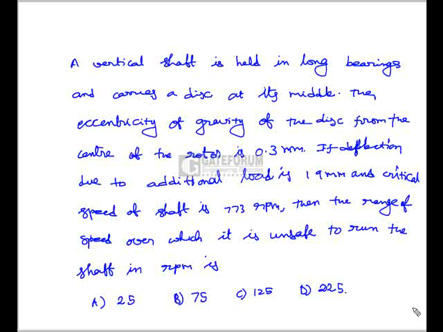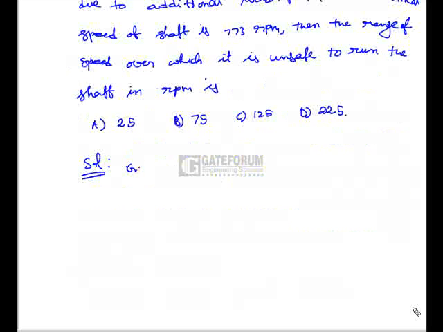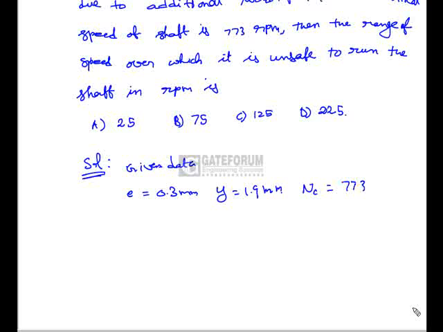Options are 25, 75, 125 and 225 rpm. So first write down here the given data, that is eccentricity is given by 0.3 mm and deflection y is equal to 1.9 mm and critical speed of the shaft is given by 773 rpm.